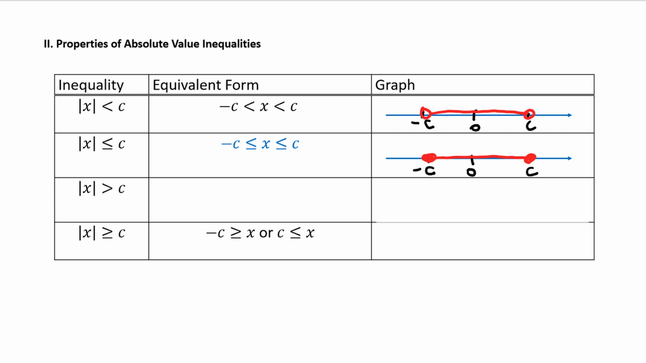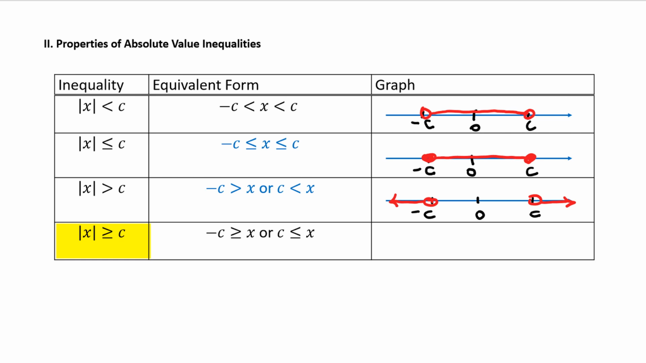For the inequality, the absolute value of x is greater than c, the equivalent set notation is negative c is greater than x, or c is less than x. In number line notation, you would see that there is a gap in the middle, an open hole at negative c and the line going to the left, an open hole at positive c and the line extending to the right. And for the absolute value of x is equal to or greater than c, the equivalent set notation is negative c is equal to or greater than x, or c is equal to or less than x.